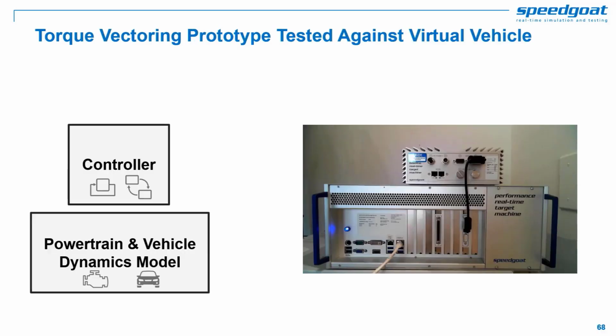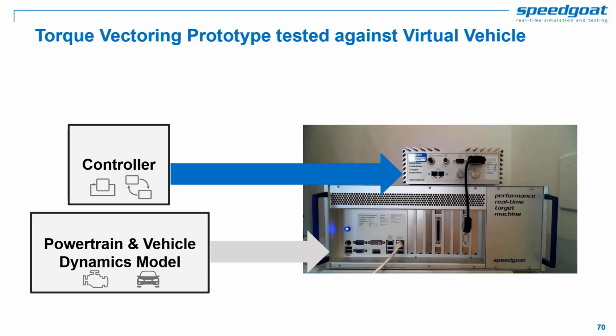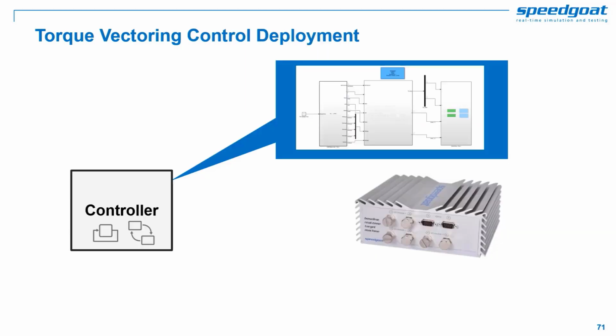This is the hardware setup we are going to use for this demonstration. The control and the powertrain and vehicle model are represented by two Simulink models that we will deploy respectively on a baseline target machine for the controller and a performance target machine for the powertrain and vehicle model. The communication protocol is CAN. First, we deploy the torque vectoring control algorithm to a Speedgoat baseline target machine.